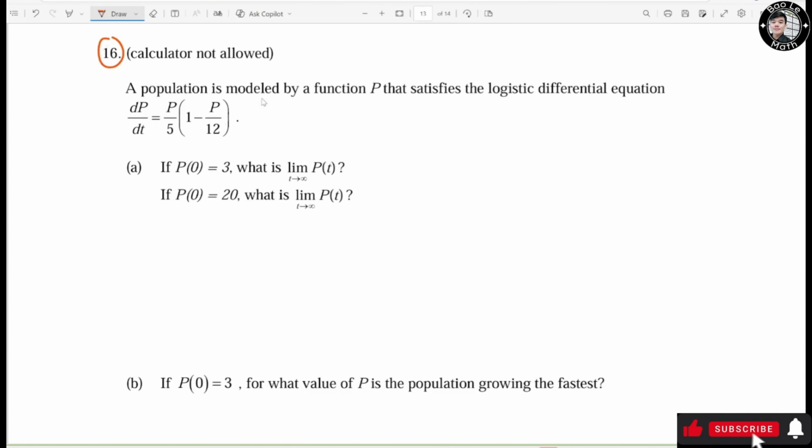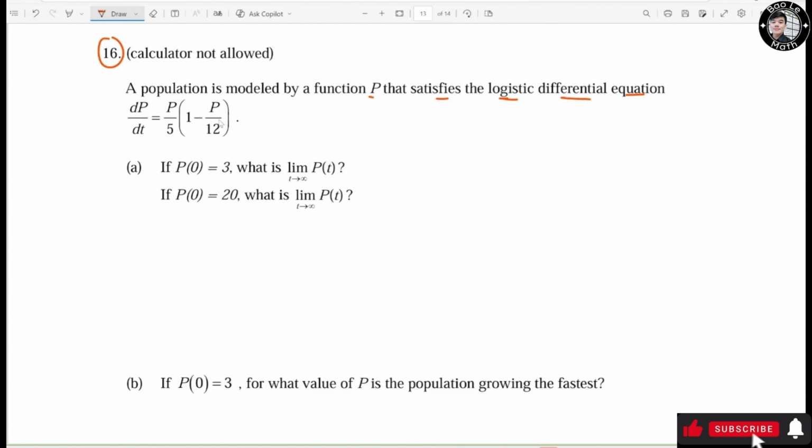A population is modeled by a function P that satisfies the logistic differential equation dP/dt = P/5 times (1 - P/12). Question A: if P(0) = 3, what is the limit of P(t) as t approaches infinity?